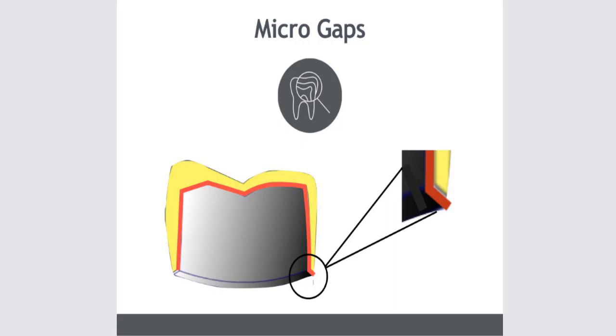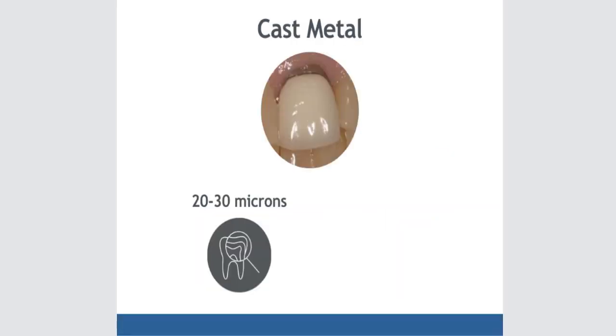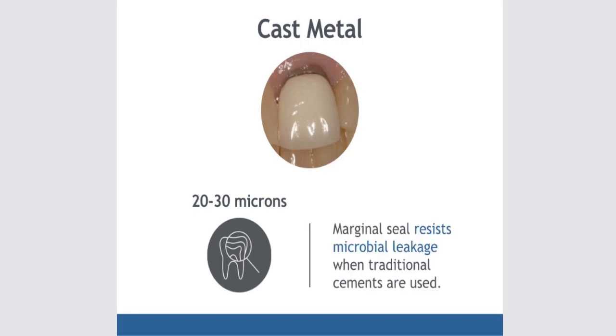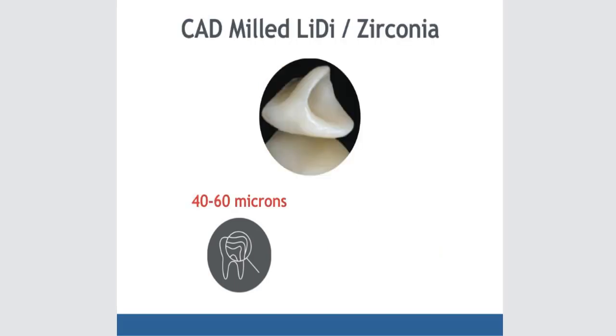These microgaps in lithium disilicate and zirconia crowns are much different than the metal crowns of yesterday. Our metal crowns, we could cast at 20 to 30 microns, and that's what the microgap would be at the junction of the tooth and the restoration. That's a big deal because the marginal seal resists the microbial leakage when the traditional cements are used. And what's the biggest killer of traditional cements? It's solubility, right? When we have solubility, our cement washes right off.